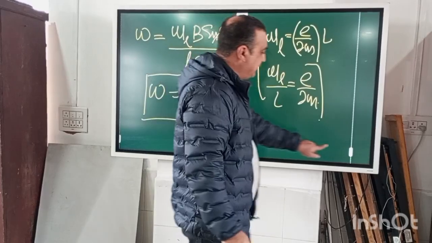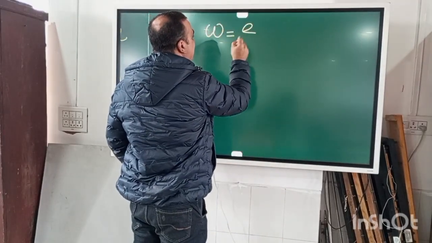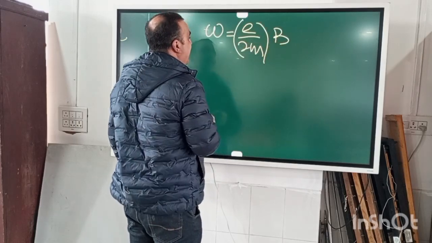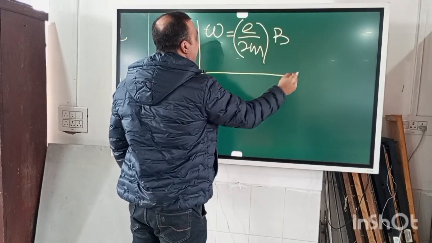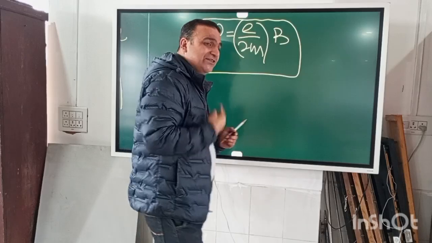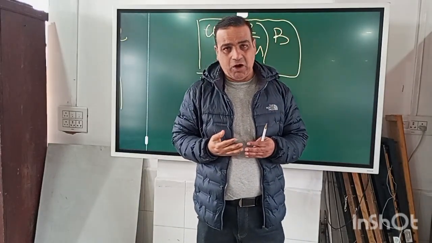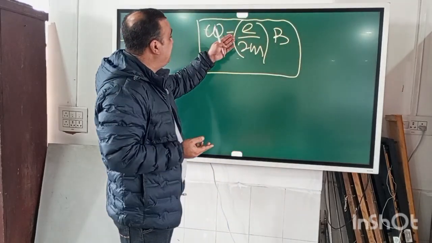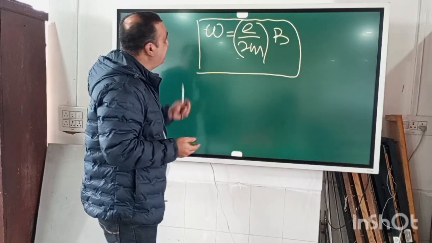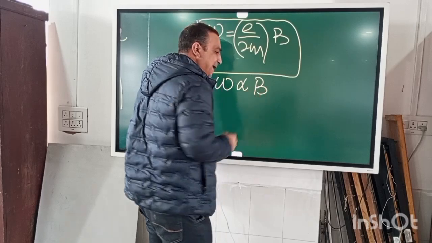So omega will be e by 2m times B. And we can see from this equation that you can influence the angular frequency of the electron only by varying the magnetic field that you are applying on this electron, because everything else is a constant. e is the charge of the electron, m is the mass of the electron, and 2 is just a number. So we can see that this omega is proportional to the magnetic field.